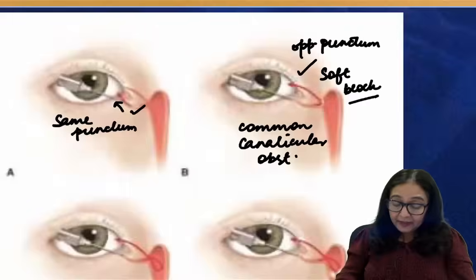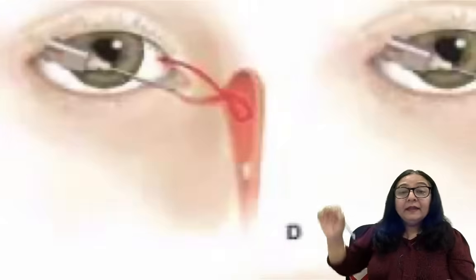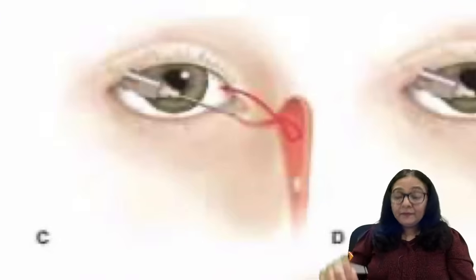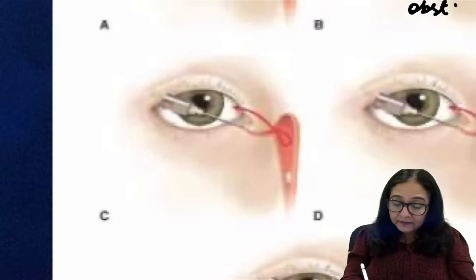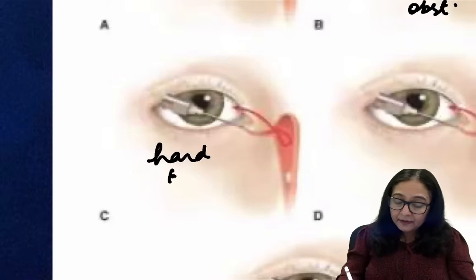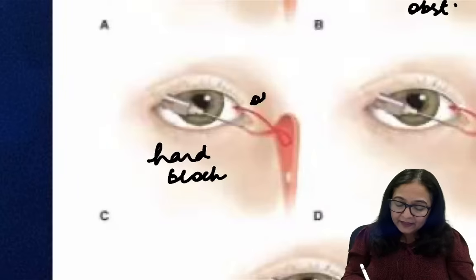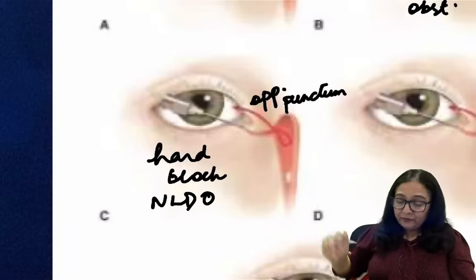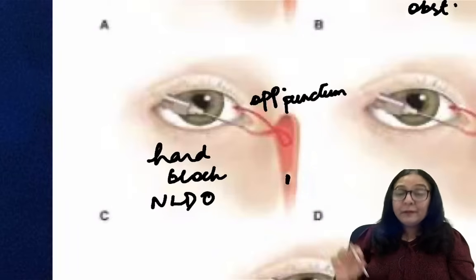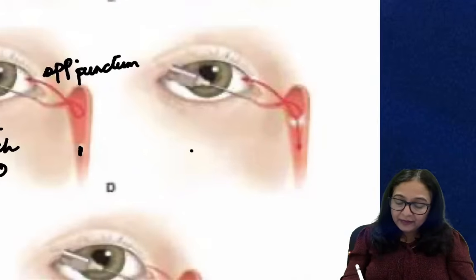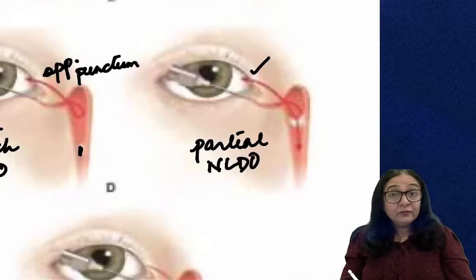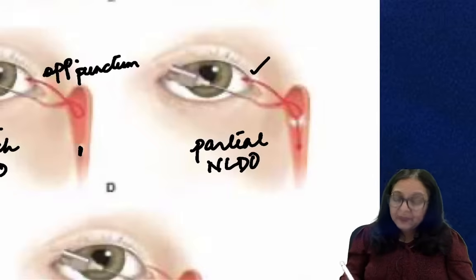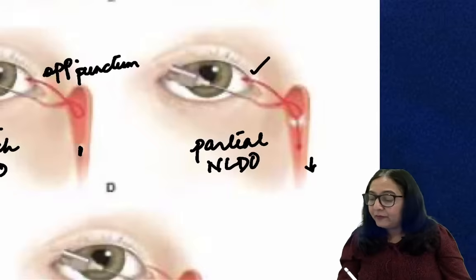Okay. And if it again comes from the opposite punctum, but you notice a hard block, because of the bony feel, then it is NLD obstruction. Okay? This is complete NLD obstruction. As you see here, sometimes it can be partial NLD obstruction as well. So if there is partial NLD obstruction, then the fluid will come out through the opposite punctum and some of the fluid will come in the oropharynx as well.